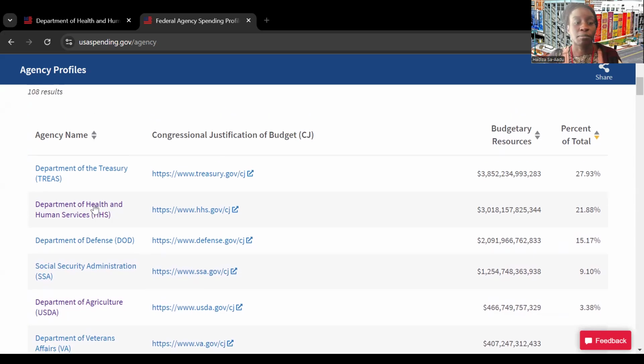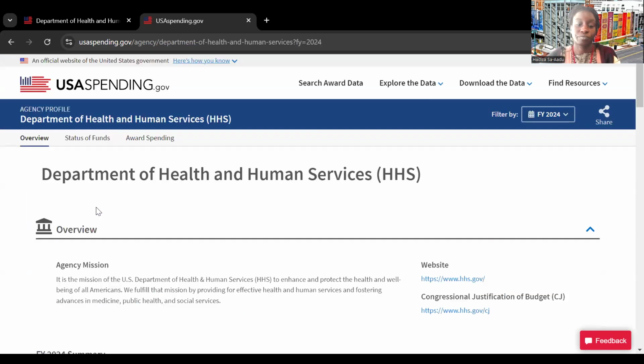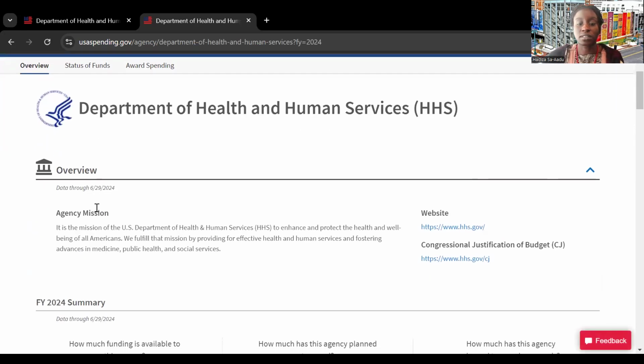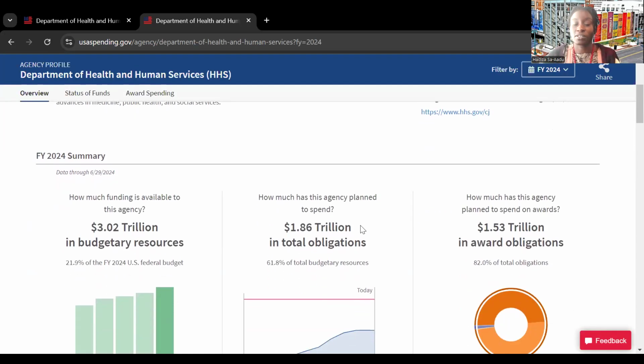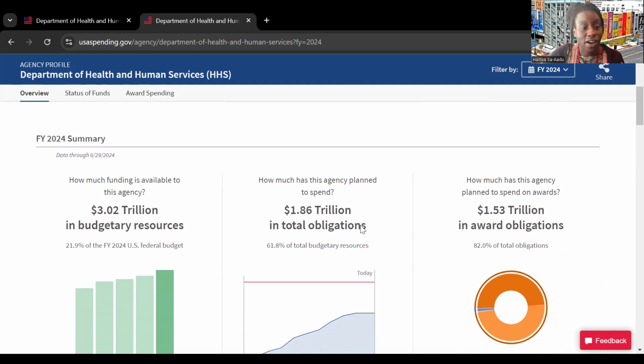So let's go ahead and look at Department of Health and Human Services. We've got the link to the congressional justification, if we want to take a look at that. And then we've got the total amount, which is over 3 trillion, 21.888%. Here, let's go ahead and look at this profile. Department of Health and Human Services. We've got the mission statement, its website, and then a summary. So this is very easy to read. Don't need to have a data background. We love this.